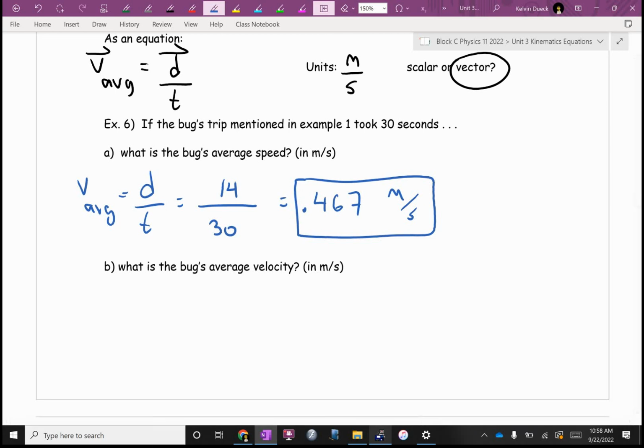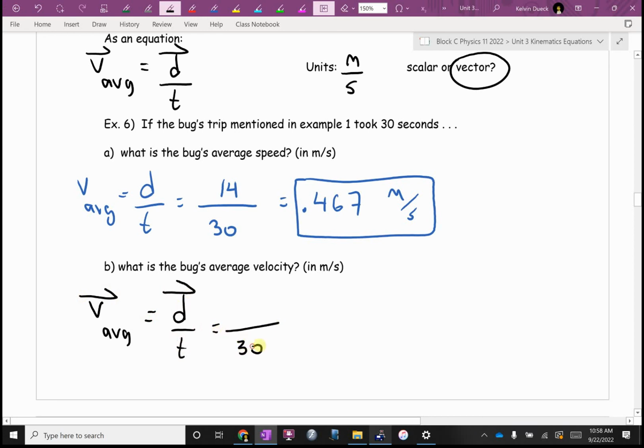What's the bug's average velocity? Well, average velocity vector is going to be displacement over time. Derek, what was the time? Still 30. Derek, can you go look at example 1? What was the displacement?